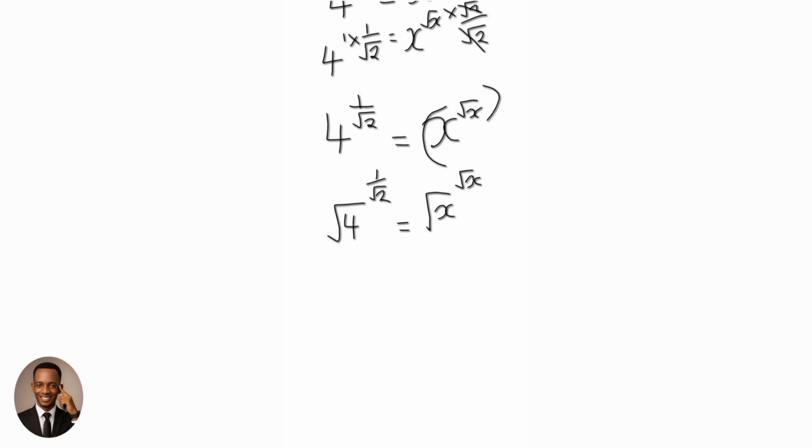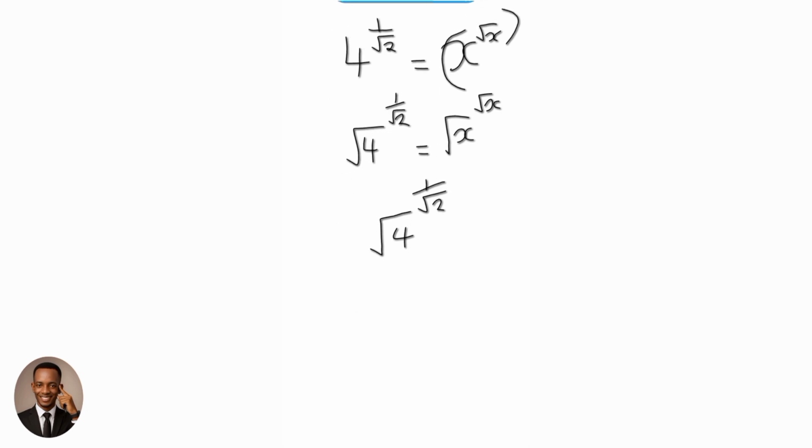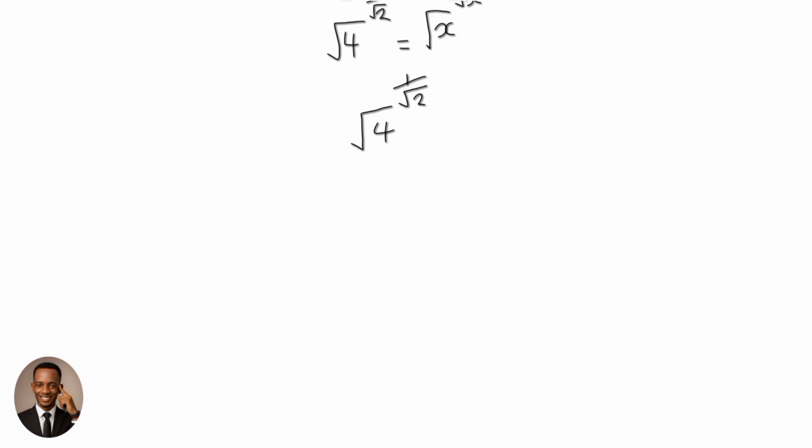So we are left with the left hand side. So now let us focus on the left hand side. Now the question is, how can we manipulate this to give us a number and a power that are exactly the same? Now don't forget, first of all, root 4 is going to give us 2, right? So you're going to have 2 to the power of 1 over root 2. Now from here, how can we manipulate this?